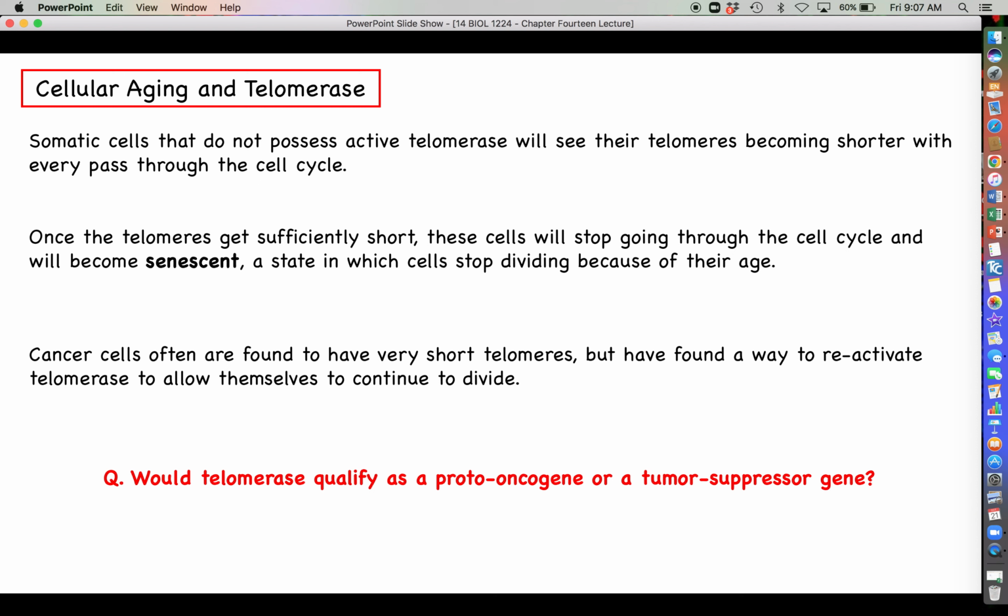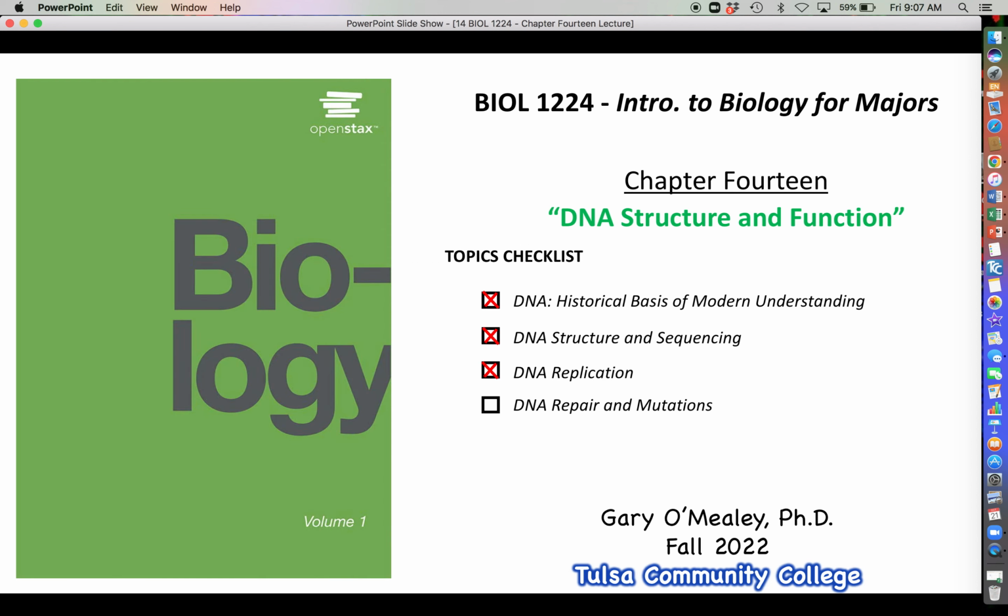So just kind of an on-your-own question to fit in with what we talked about in Chapter 10 and Chapter 11. Do you think telomerase would qualify as a proto-oncogene or a tumor suppressor gene? Something for you to think about.